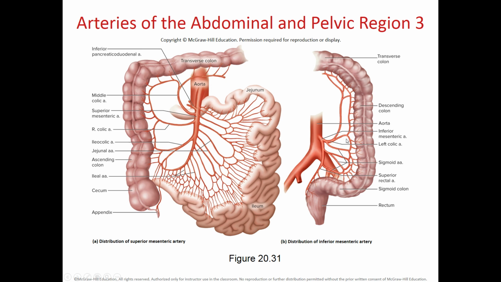Now here you can see branches of the inferior mesenteric artery, which is this. So it's going to provide all these branches, the left colic, the sigmoid artery, superior rectal, that are going to provide blood supply to the last half or distal half of the large intestines, which is this.